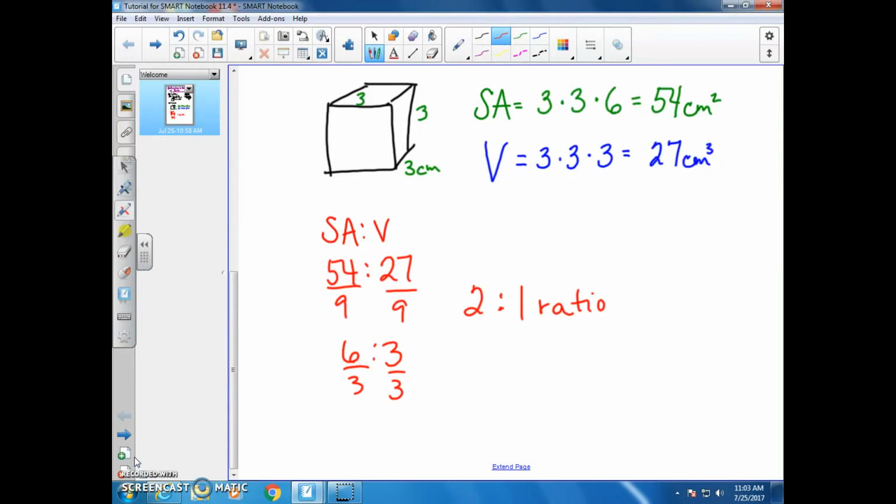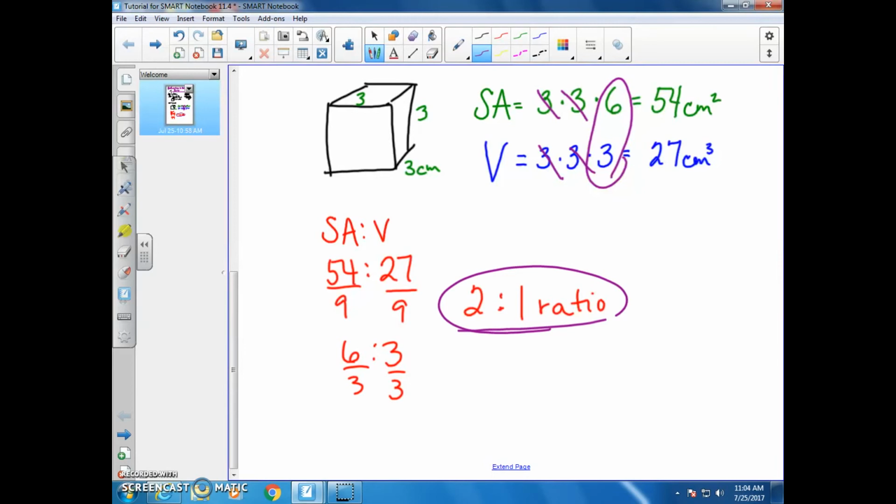You could go back into the actual setup up here and you could look. You could mark out the 3 and this 3, and you could see right here that you're going to have a 6:3 ratio. And so with that, you could reduce it down to that 2:1 setup.